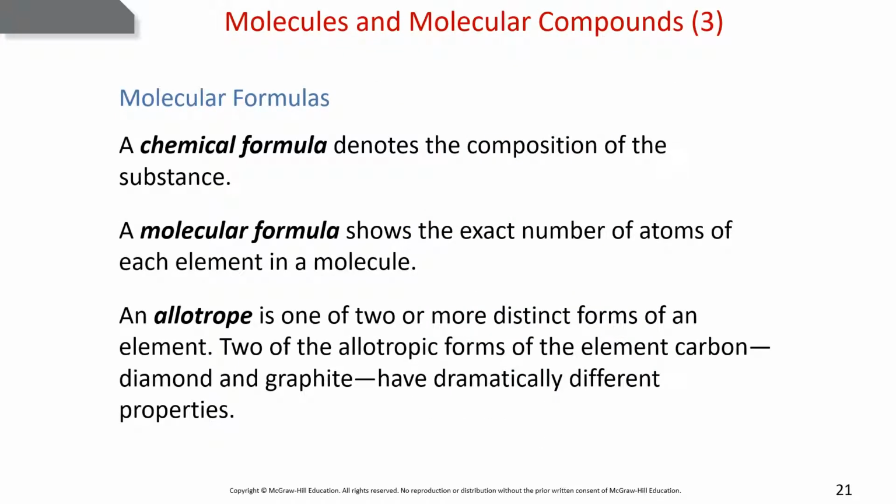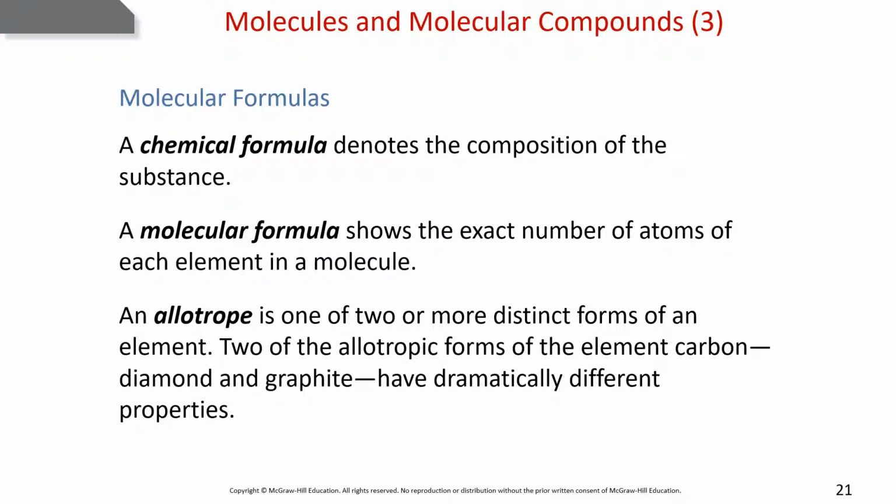So when we talk about this, we're talking about these formulas in terms of chemical formulas, molecular formulas, and allotropes. The chemical formula just tells us the composition of the substance, what is in the substance. The molecular formula tells us how many of each element is in the chemical formula. An allotrope is just 2 or more distinct forms of an element.